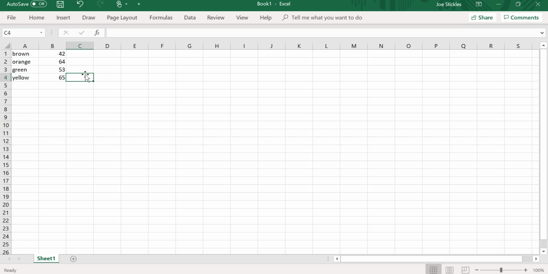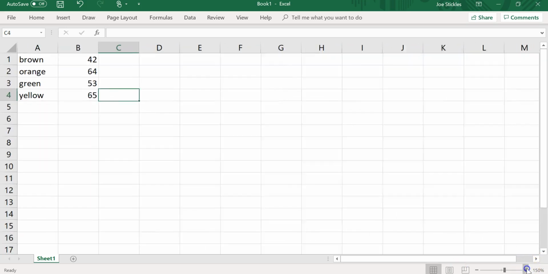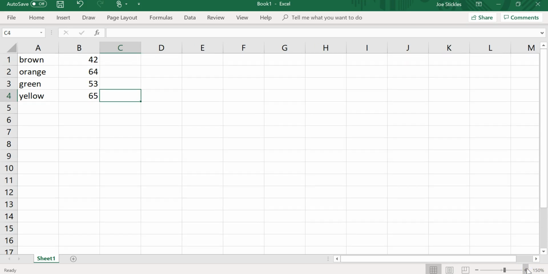So this first column in Excel here, let me zoom in a little bit so we can see it. Our first column in Excel here is our observed values, right? These are our observed values.